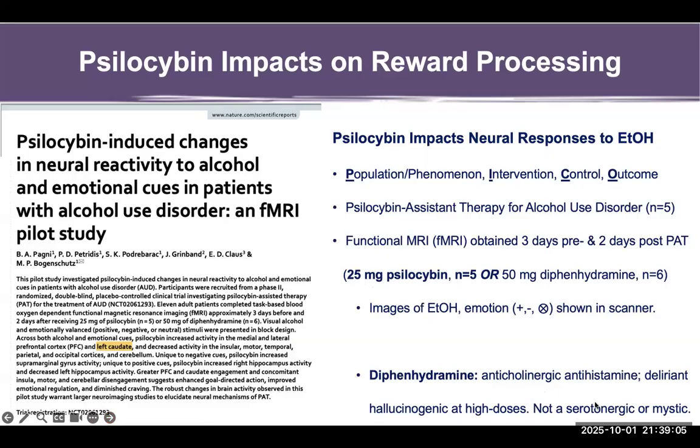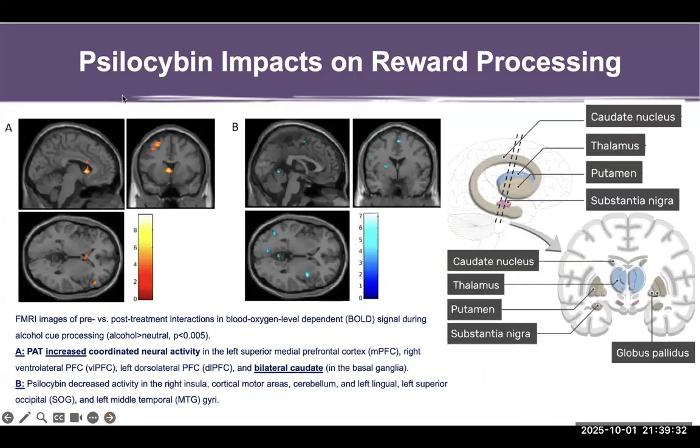Acetylcholine is a primary neurotransmitter in the brain. Antihistamine, deliriant, hallucinogenic at a high dose. It's not serotonergic or mystical. So they're kind of using this as a control. They were shown images of alcohol and either positive or negative emotions when they were in the scanner after psilocybin-assisted therapy, and then the changes in their brain were recorded.